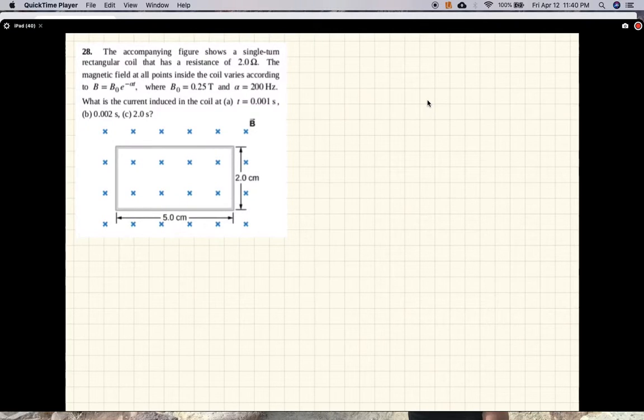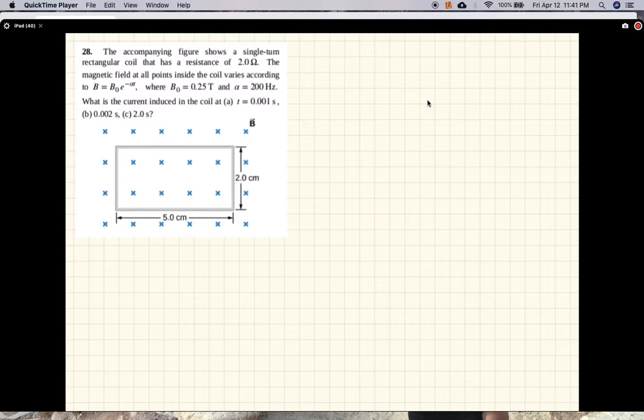Okay, so let's see, what does this problem say? The accompanying figure shows a single turn rectangular coil that has a resistance of 2 ohms. The magnetic field at all points inside the coil varies according to B equal to B naught e to the power minus alpha t, where B naught is 0.25 Tesla and alpha is 200 Hertz. What is the current induced in the coil at t equal to 1 millisecond, 2 milliseconds, and 2 seconds?